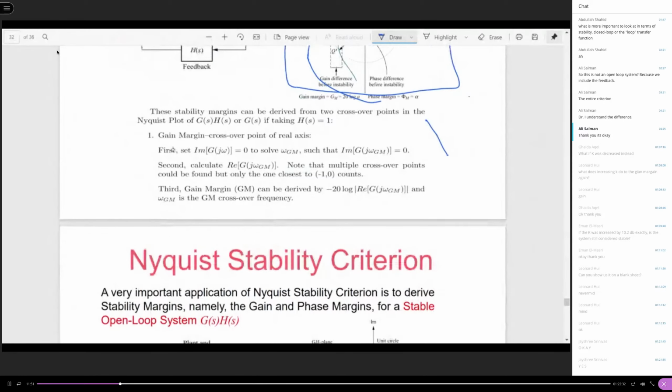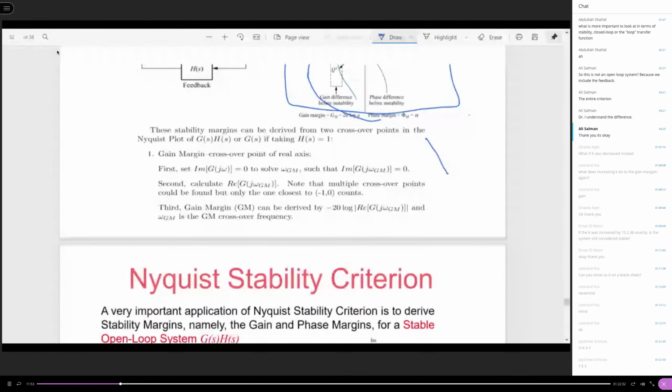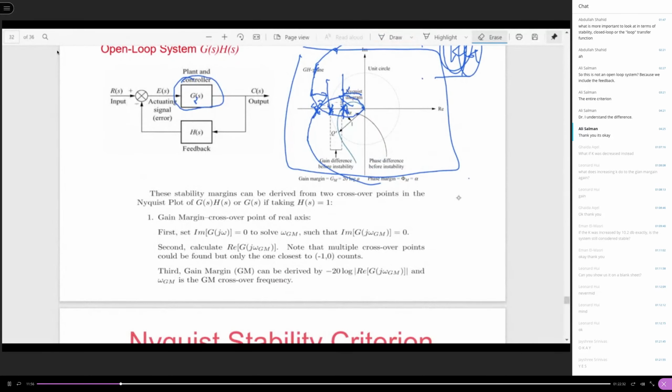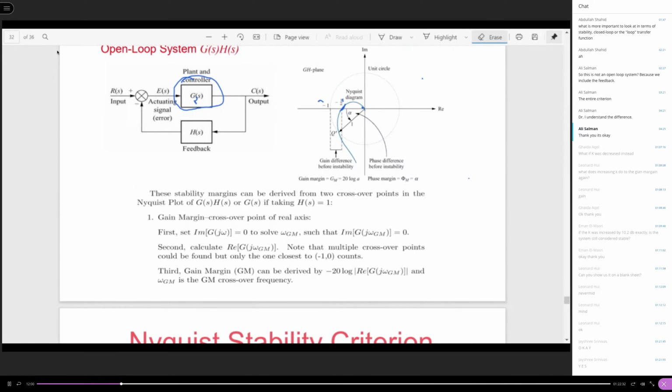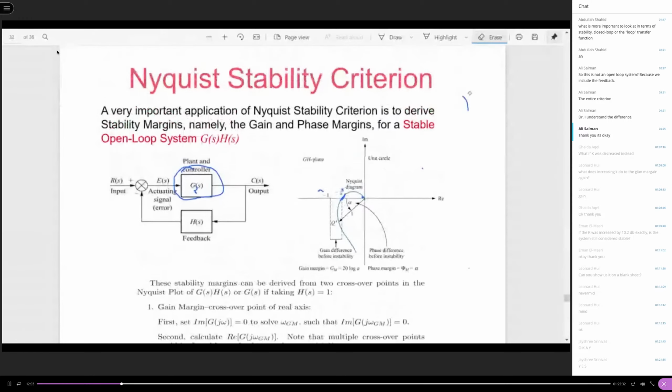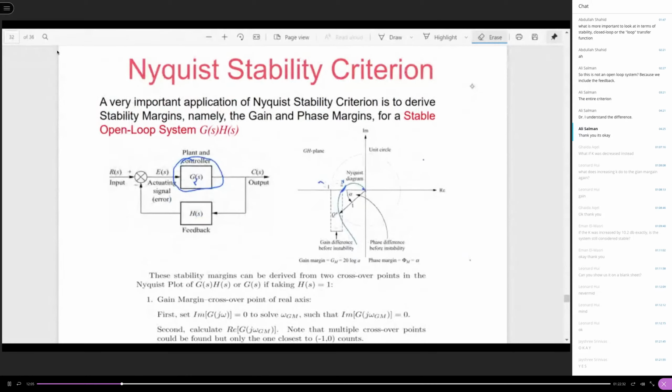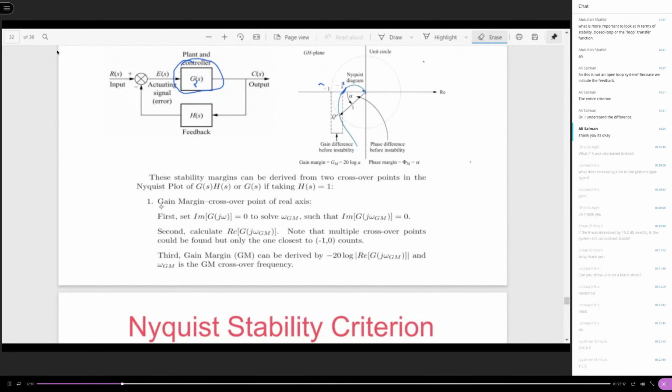For the gain margin, let's look at the definition here. This is also the procedure to calculate the gain margin. The most important thing is that we need to identify the gain margin crossover point, like I said. And this is the minus 180 degree direction.